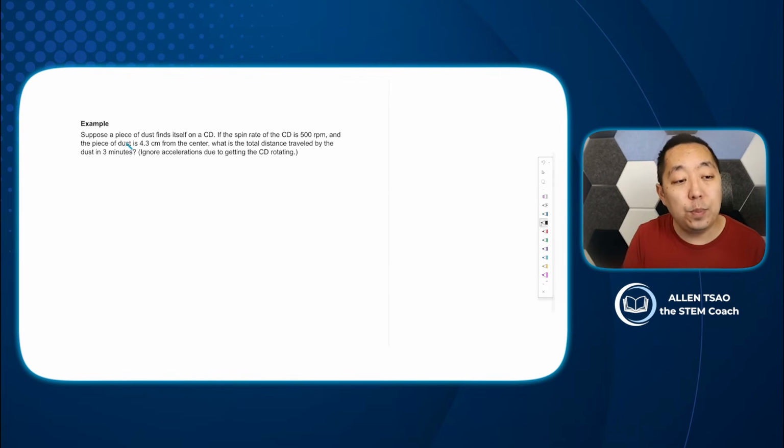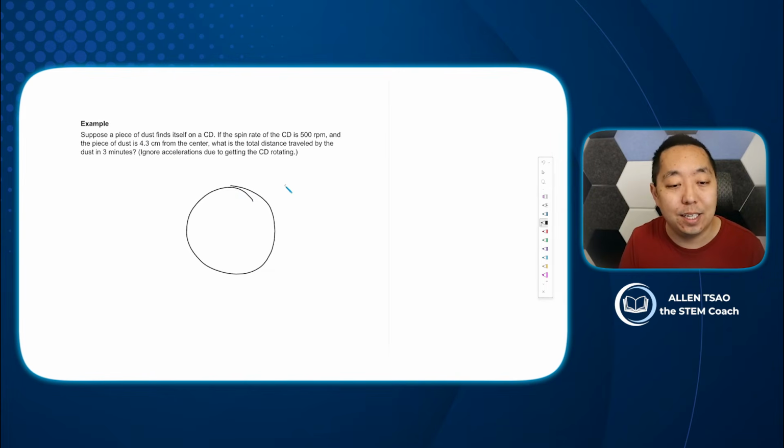Okay, suppose a piece of dust finds itself on a CD. A CD is a spinning disk, compact disk, in case you need to know. If it's spinning at a constant rate of 500 revolutions per minute, right? That's what the RPM is. And the piece of dust is 4.3 centimeters from the center. So here's the center, and we're talking about this distance here as being 4.3 centimeters. What's the total distance traveled by the dust in 3 minutes? Ignore the accelerations to get the CD rotating.